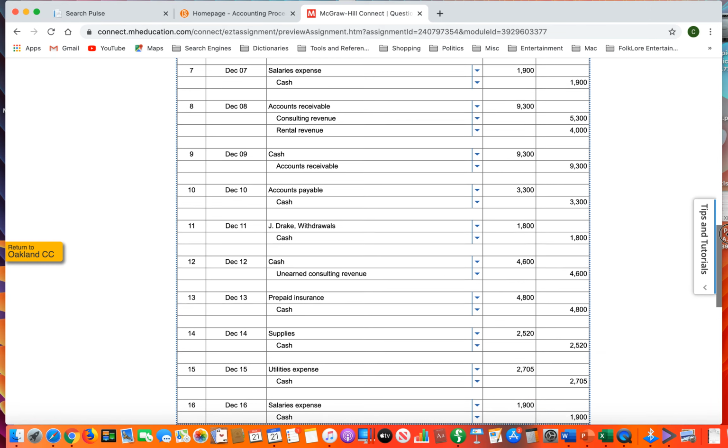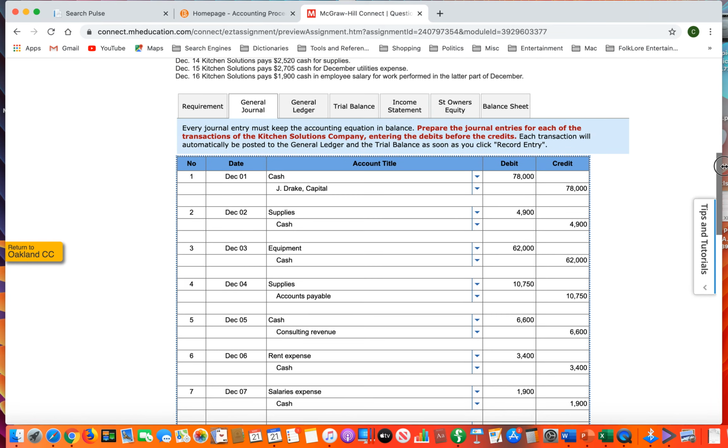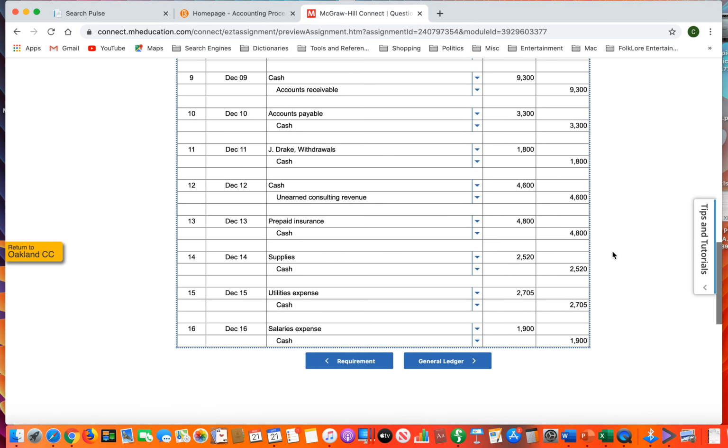What they don't show you, but they should, at the bottom of this page, the last entry, you should have added up all your debits and all your credits, and it should come to the same number, to make sure your debits equal your credits. On exams, I want you to do that.